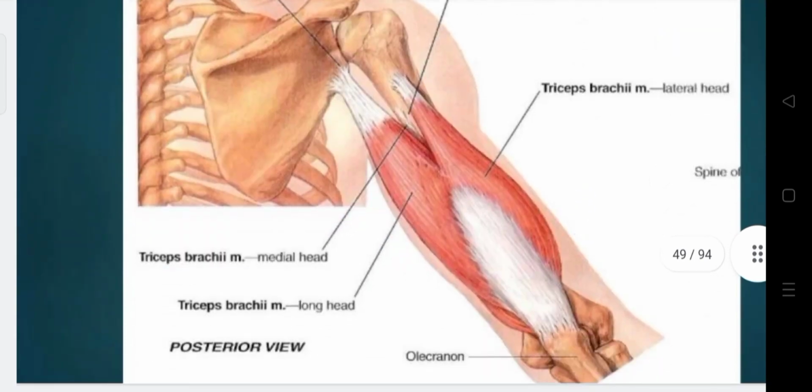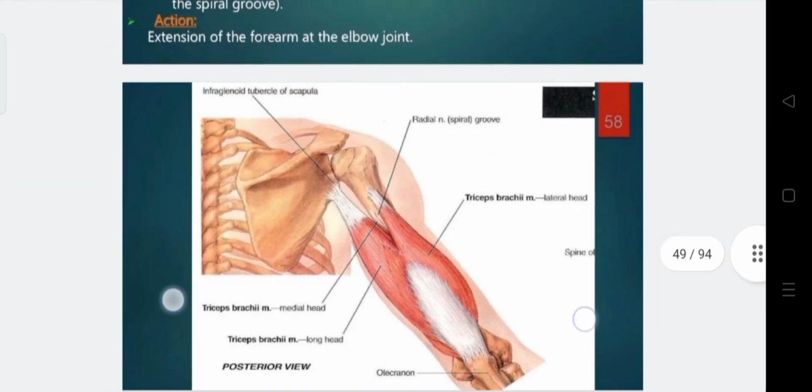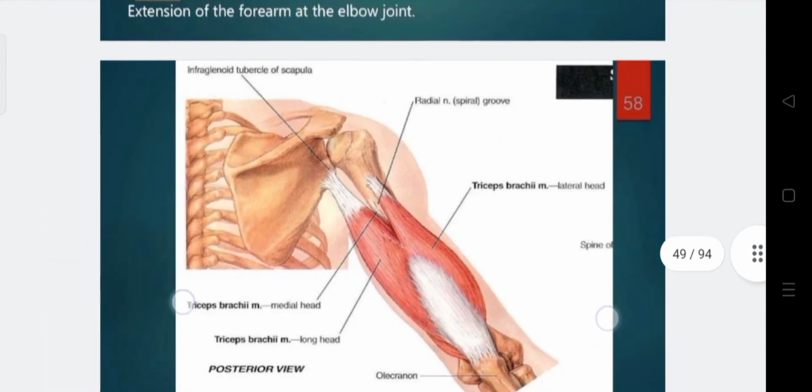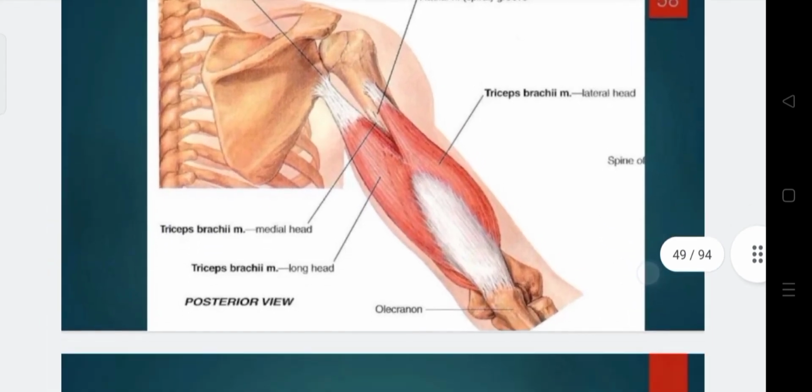So in the close-up view, one head is the medial head, one is the lateral head, one is the long head. In the close-up view, you can easily see this muscle, its origin and its insertion.